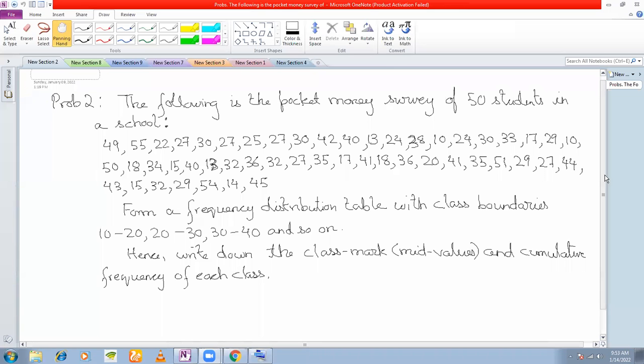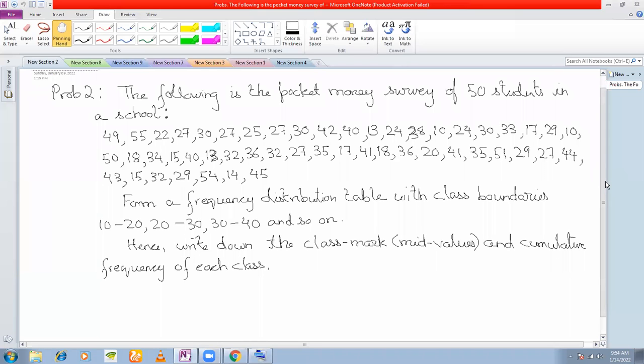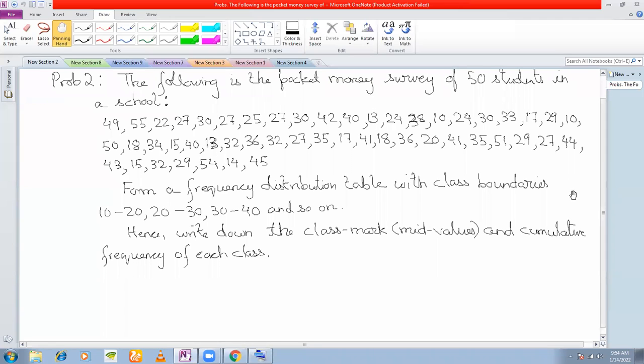So in this problem, you have the pocket money of 50 students given to you. Okay, and you can see these numbers. These are all pocket money of these students. Okay, so one student gets 49, the other student gets 55, third student gets 22, and so on. 50th student gets 45. Question is, form a frequency distribution table with class boundaries 10 to 20, 20 to 30, 30 to 40, and so on.